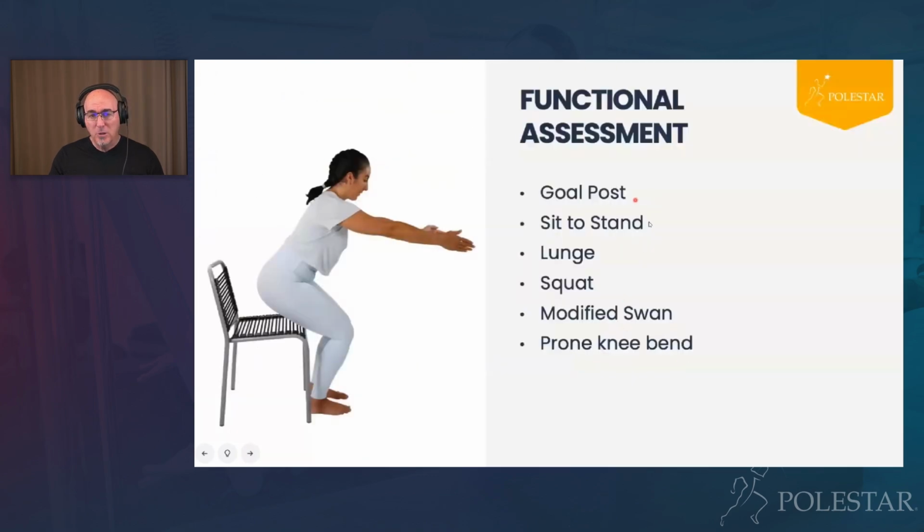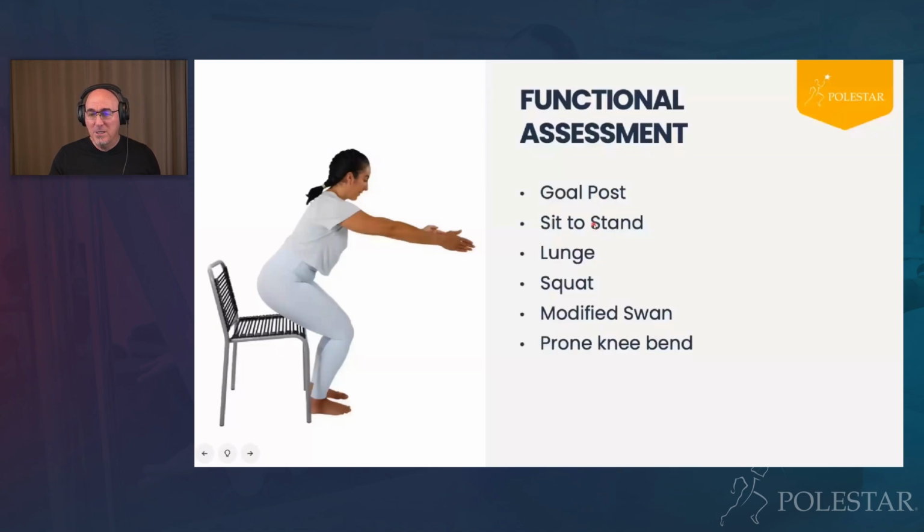Like, look at this. Goalpost, sit to stand, lunge, squat, modified swan, prone knee bend. Even some of the names you use are the same exact test, right? Even if they're not the same name that I use, you're looking at the same test. So we're looking at goalposts. We want to know, does she have thoracic mobility and shoulder mobility? Is it her strategy, or is it a structural restriction that forces her to go into extension in her low back when she lifts her arms up?